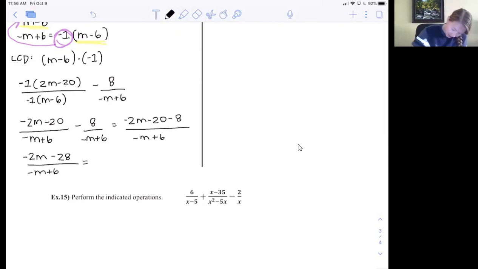Now on the top, I can see that I can take out a negative 2. So I'm going to be left with, let's see, I should know that, 28 divided by 2, 14. So I'm going to be left with m plus 14 over negative m plus 6. So that should be your answer.